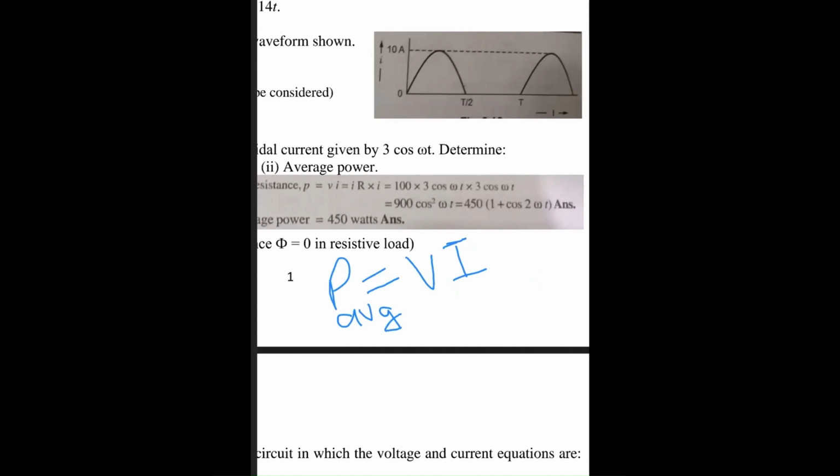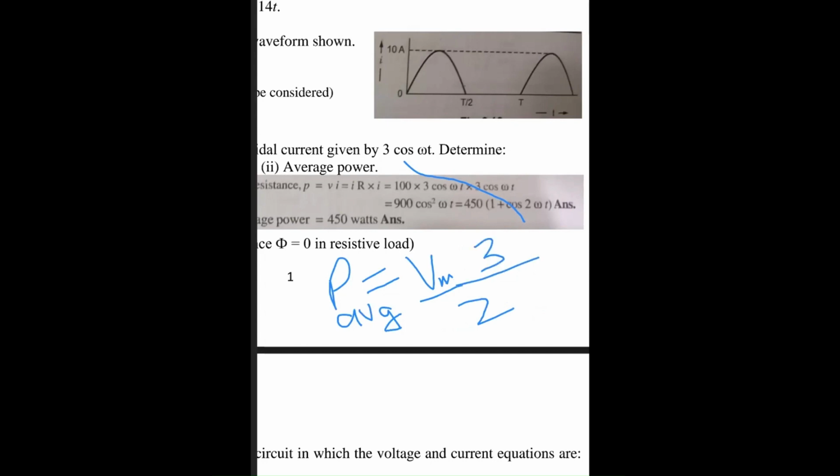If we are talking about VRMS, IRMS, then we can use Vm by root 2, Im by root 2. This is the instantaneous value of the current, which is Im sin omega t or Im cos omega t. Its value is 3. So this Im can be replaced by 3.